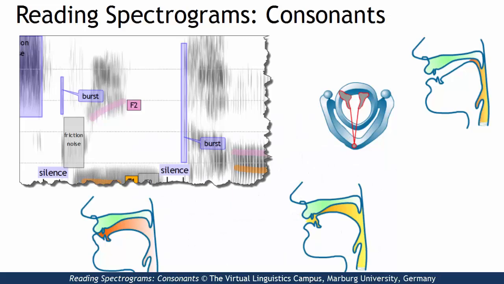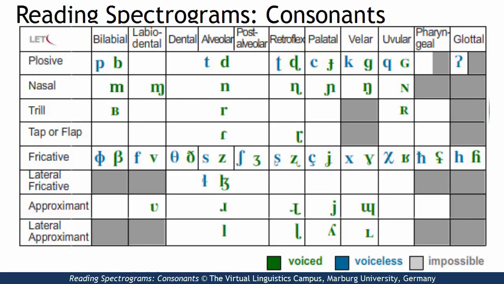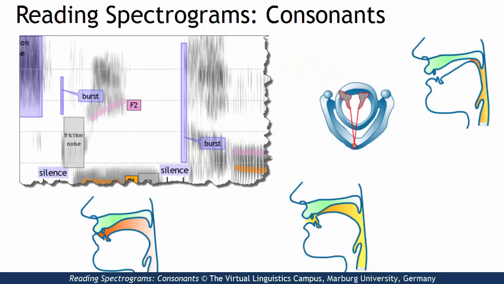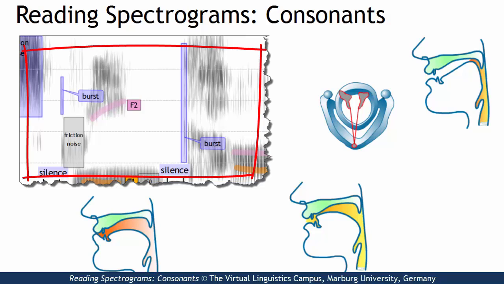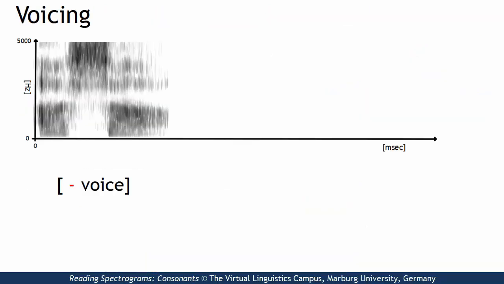In articulatory phonetics, consonants are classified according to the parameters place and manner of articulation and voicing. For an acoustic classification, we use frequency patterns, portions of silence, and we know that consonants have no clear-cut formant pattern.